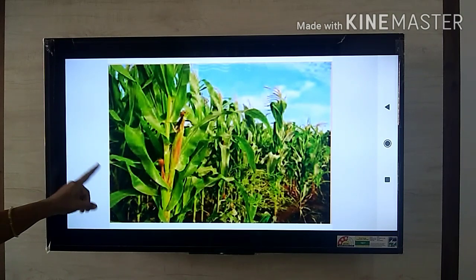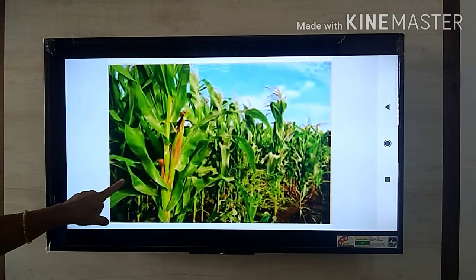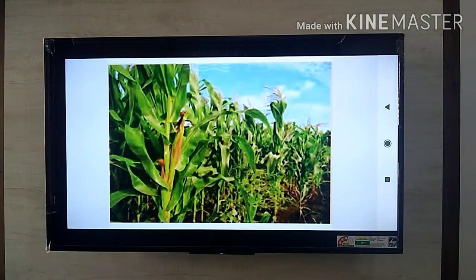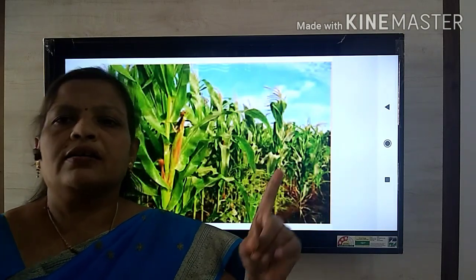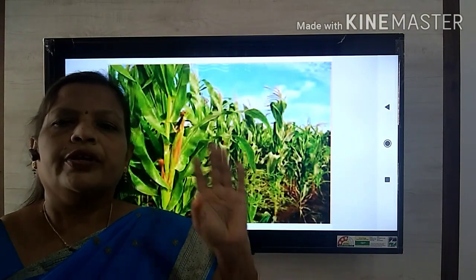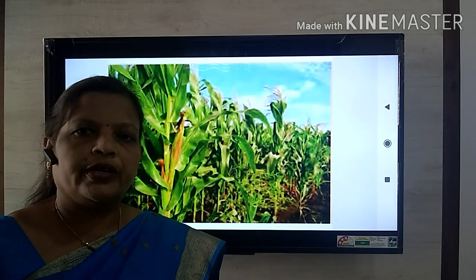11,400 to 15,100 liters of water per day. This much water is evaporated by the plants. So transpiration also plays a very important role.